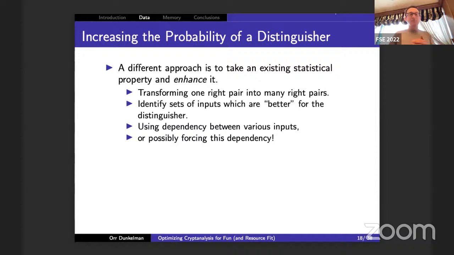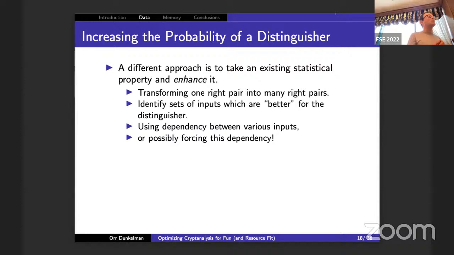I'm going to mention it very quickly there. Sometimes we can identify sets of inputs for which the distinguisher works better. So we'll see that in a second as well. Sometimes we're going to use dependencies between various inputs. The dependency that causes issues with the Markov cipher assumption and causes us problems when we try to evaluate things, we can use it to our advantage if we know where it is. And of course, sometimes we can even force the dependency to happen, and then we're going to gain a lot.